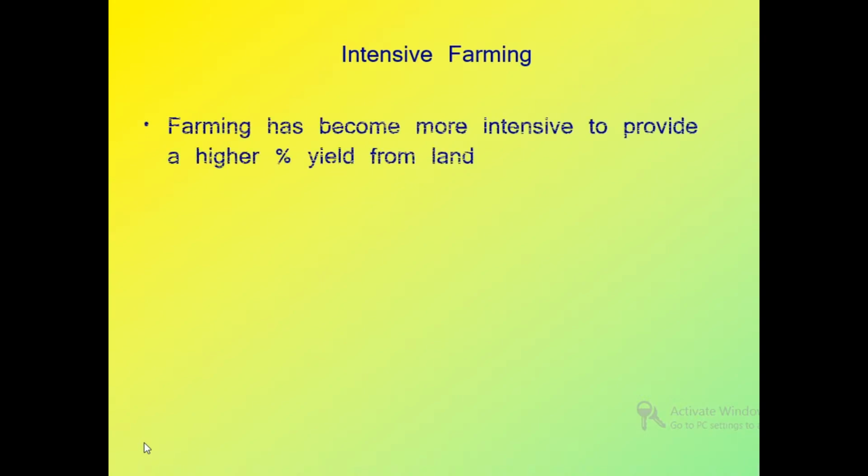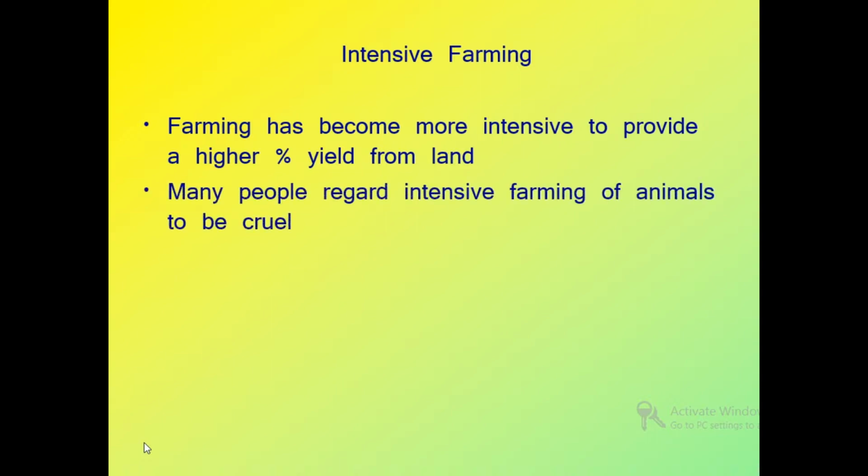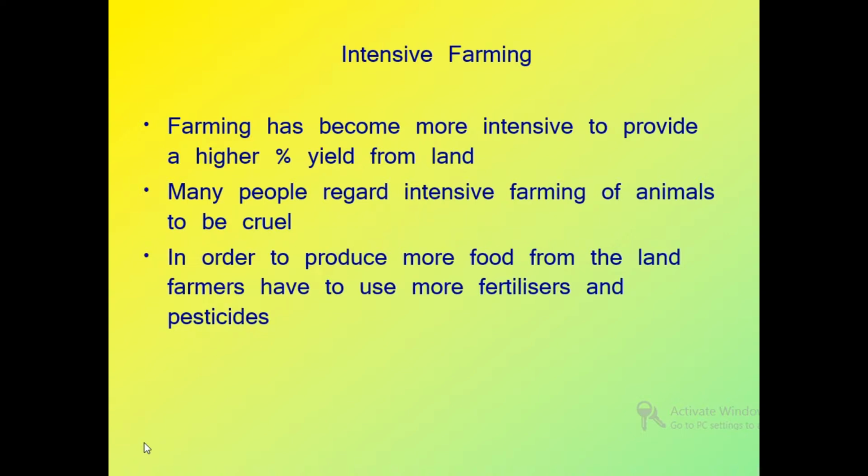Intensive farming. Farming has become more intensive to provide a higher percentage of yield from the land. Many people regard intensive farming of animals to be cruel. In order to produce more food from the land, farmers have to use more fertilizers and pesticides, which in turn lead to more pollution of the water and soil.